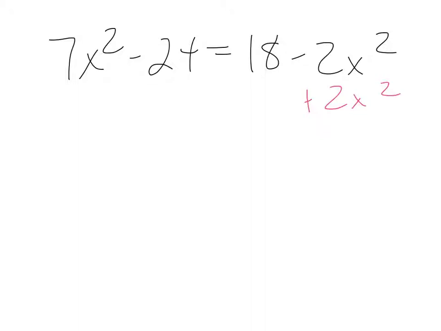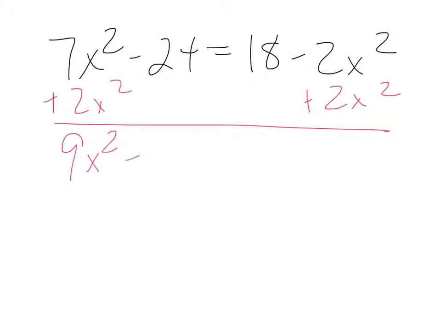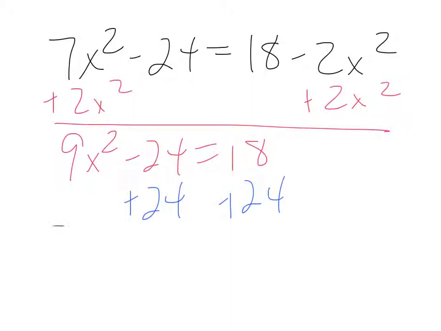Because the goal is to do what? Get the x's on one side. So we would end up with 9x squared minus 24 is equal to 18. And then do what? Add 24 to both sides, because then you get the x's on one side and the non-x's on the other, right? So you have 9x squared is equal to 42.